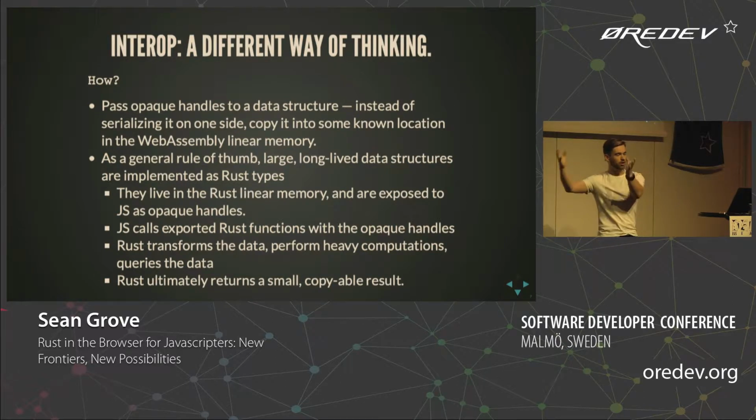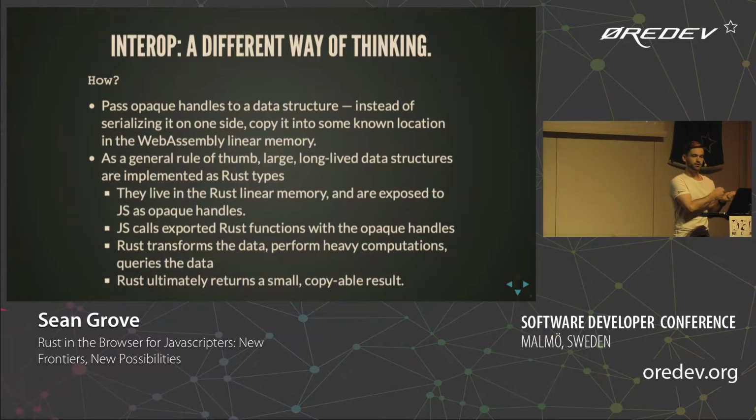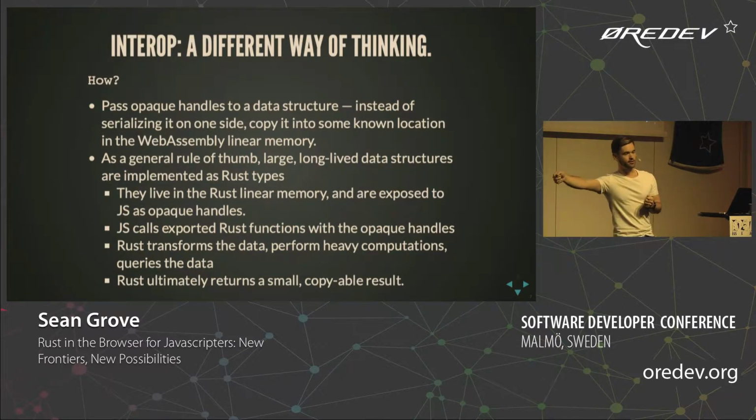And Rust will store all of its objects, all of the world that it knows about, in a little bit of memory that it controls. And then it returns a pointer, or a handle, back to JavaScript. And then JavaScript can use that handle, that very, very small bit of data that it sends back and forth, as a way of manipulating that bit of data from afar.